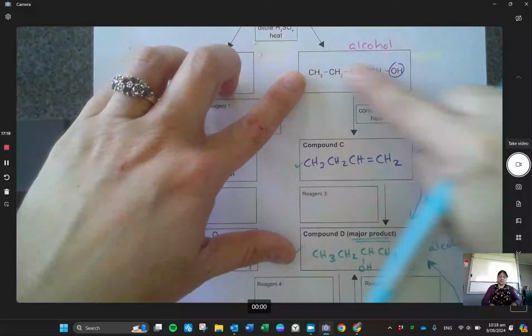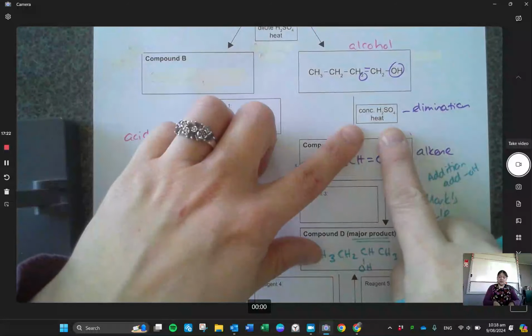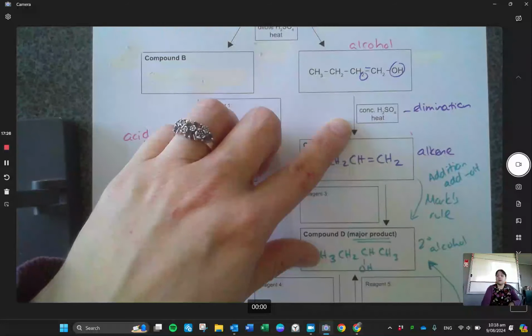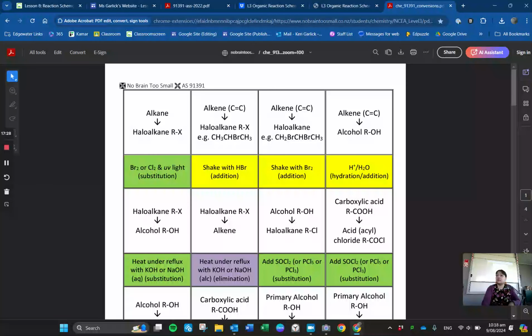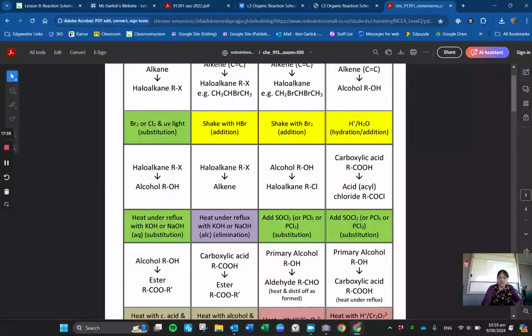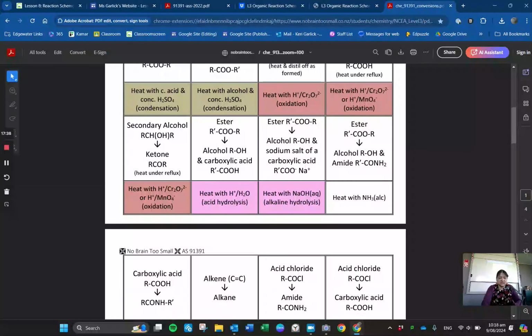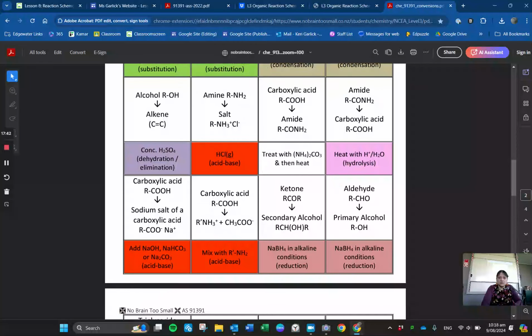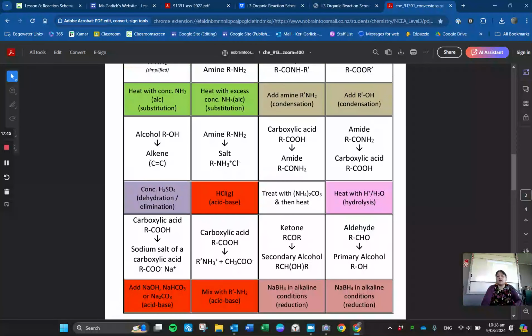So first thing I notice is that this is an alcohol. Second thing I notice is that this is concentrated sulfuric acid. So based off of the memorization of these reaction schemes, these conversion reactions, I can figure out what the next product is. So when I look at the concentrated sulfuric acid that starts with an alcohol, it is, where'd you go? We're just here. Alcohol to alkene. Concentrated sulfuric acid, dehydration, elimination reaction. You have to have these memorized.